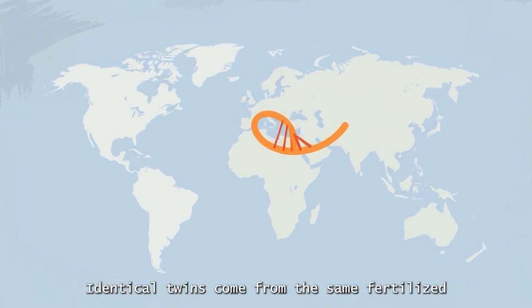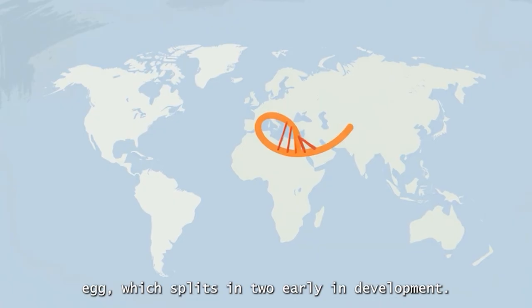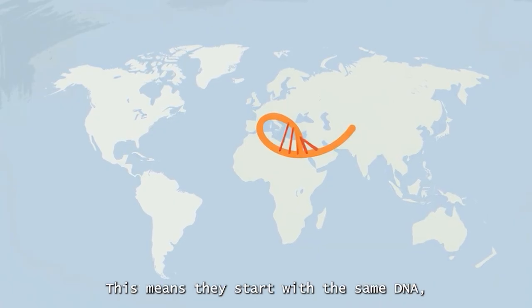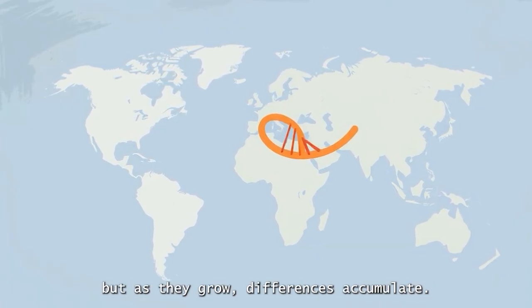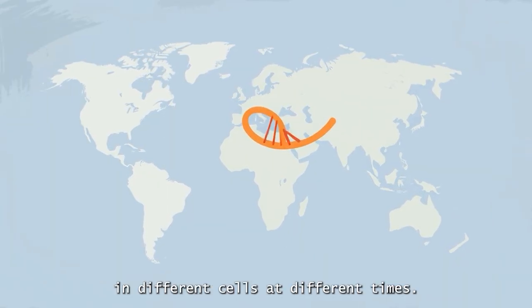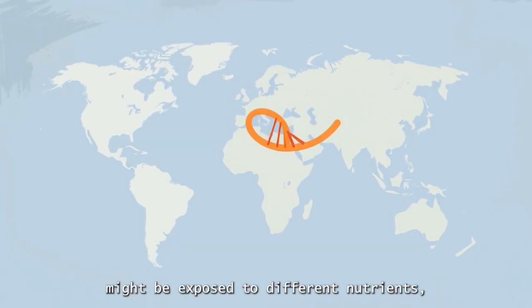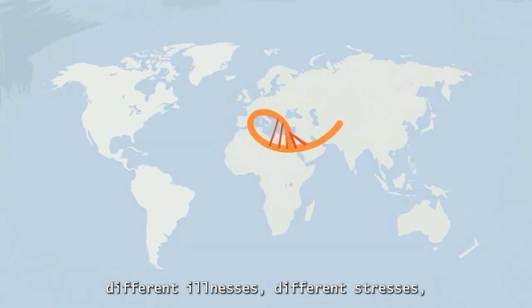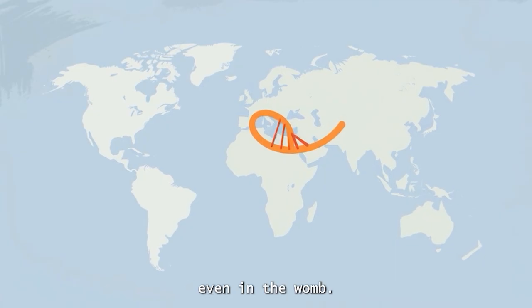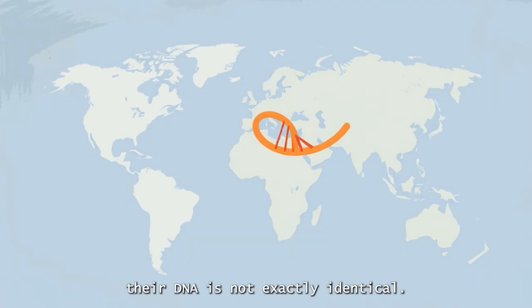Identical twins come from the same fertilized egg, which splits in two early in development. This means they start with the same DNA. But as they grow, differences accumulate. Mutations occur in different cells at different times. Environmental factors affect gene expression. One twin might be exposed to different nutrients, different illnesses, different stresses, even in the womb. By the time they're born, their DNA is not exactly identical.